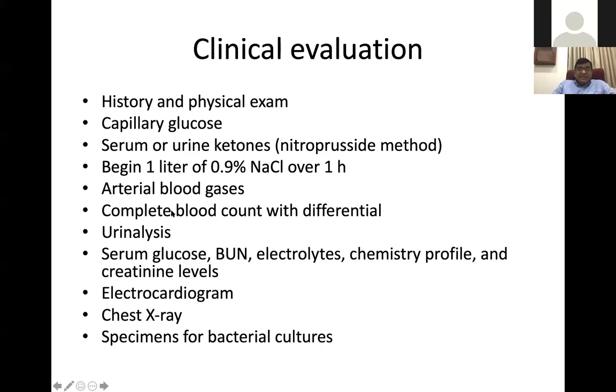The other ones are generally to find out complications or the underlying causes like complete blood count, urine analysis, then the blood culture, bacterial cultures, chest X-ray, ECG, then other things that we monitor: electrolytes, blood chemistry profile, and creatinine levels.